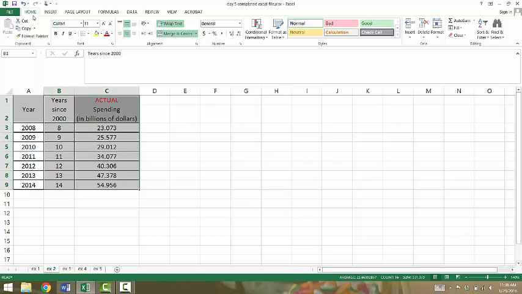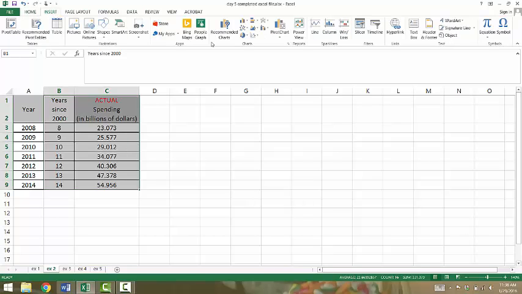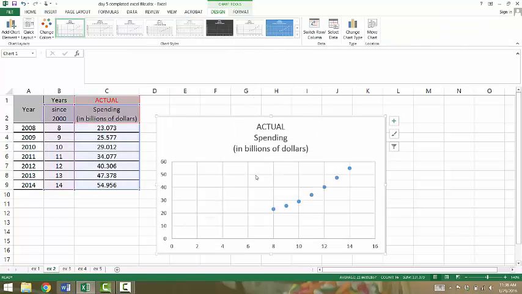I'm going to go to Insert, and I'm going to create a scatter plot for the actual data. I look at the pattern of behavior on my scatter plot. I see that I have an increasing concave up set of data. It seems to me that an exponential function would make a good model for this since it's increasing concave up. That seems like a good fit.